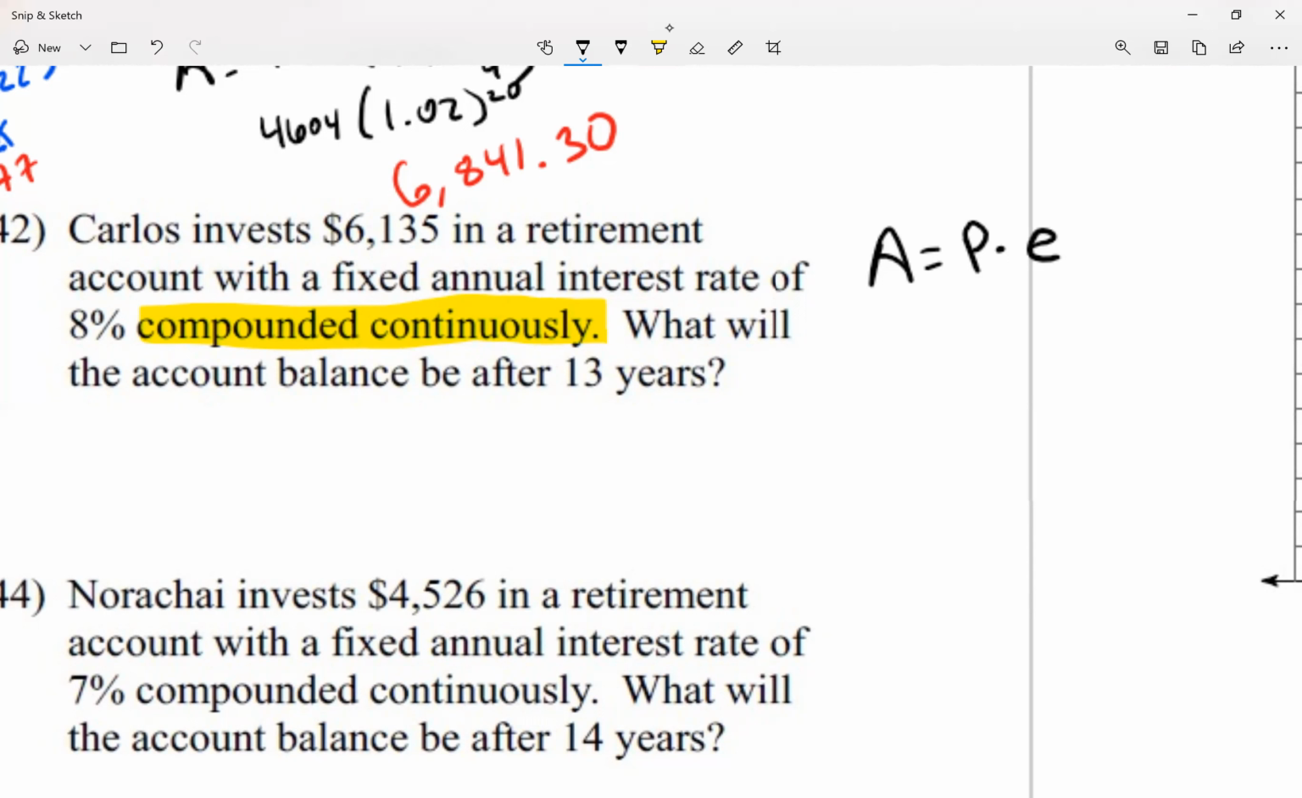So P times E, but now my E has an exponent. My exponent is going to be R times T. My R is the rate, and the T is the time.